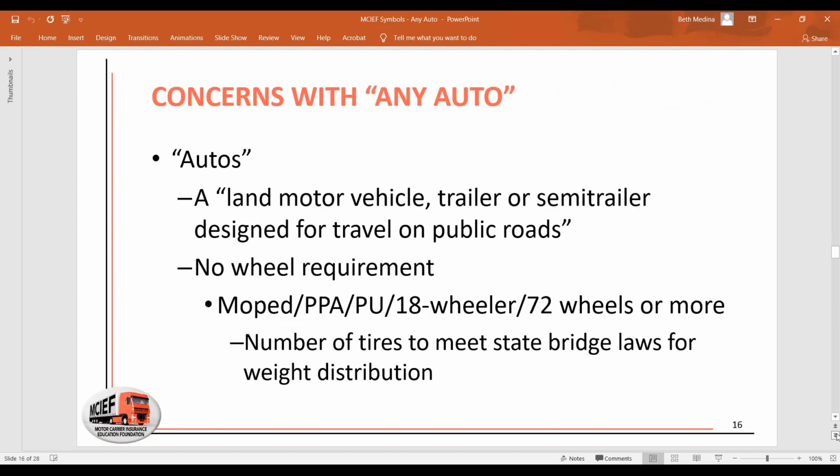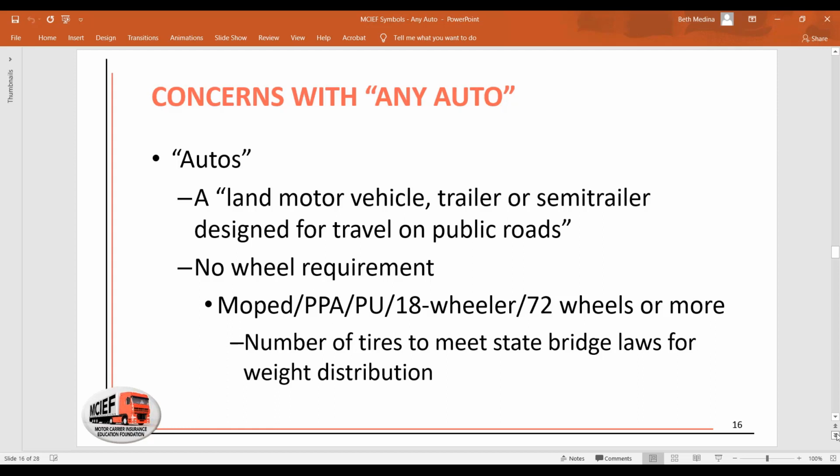So auto means a land motor vehicle, trailer or semi-trailer designed for travel on public roads. There's no wheel requirement. It can be a moped, a private passenger vehicle, a pickup, or an 18-wheeler, or 17 wheels or more. By the way, the number of tires is to meet the state bridge law requirements for weight distribution, and typically that's 5,000 pounds per tire. So that's why you see so many tires, not to haul the load, but to meet the state requirements.